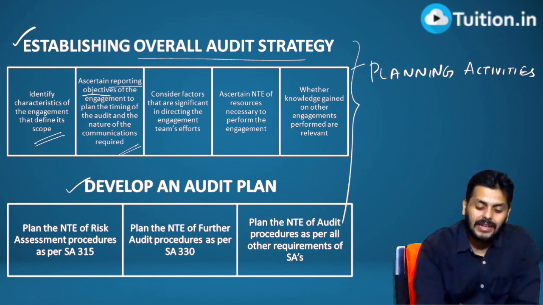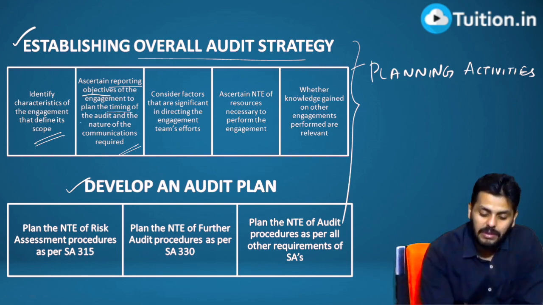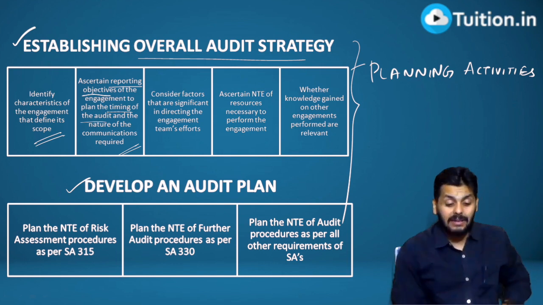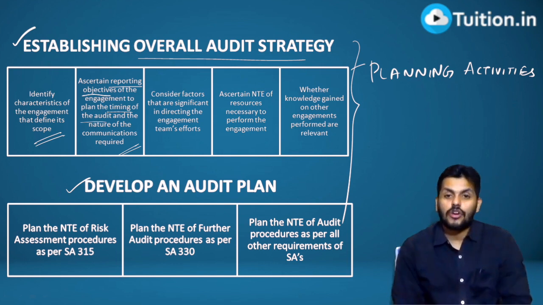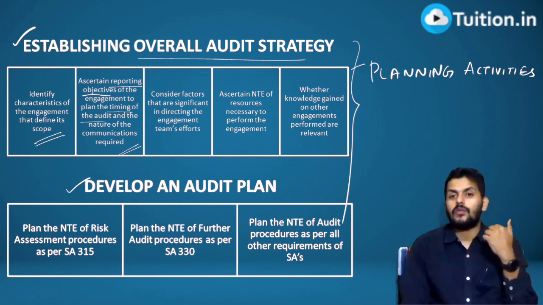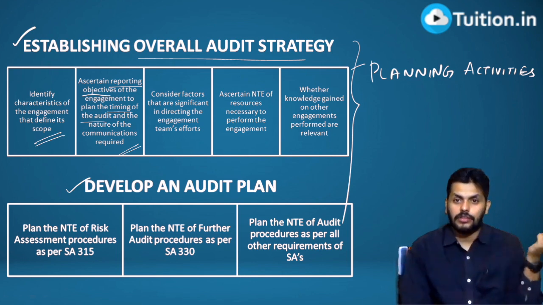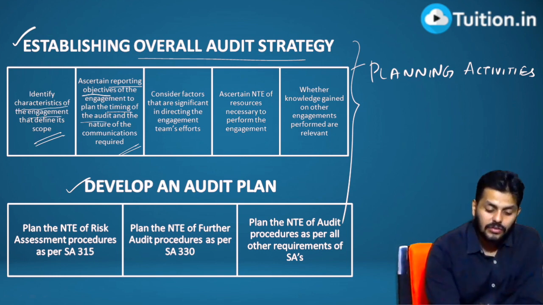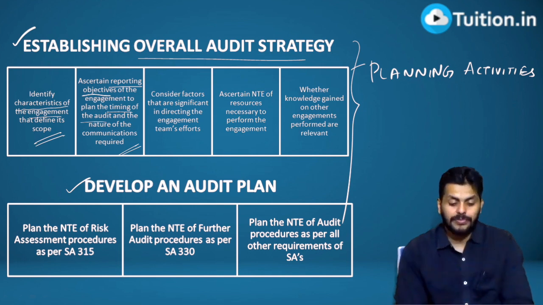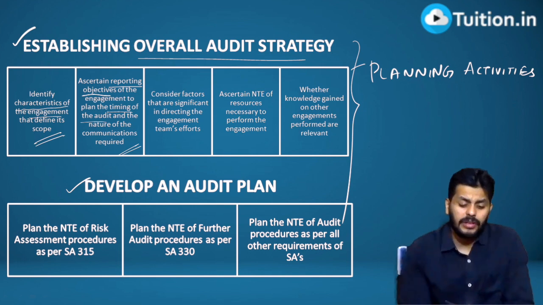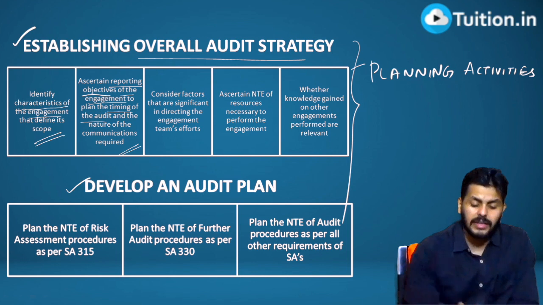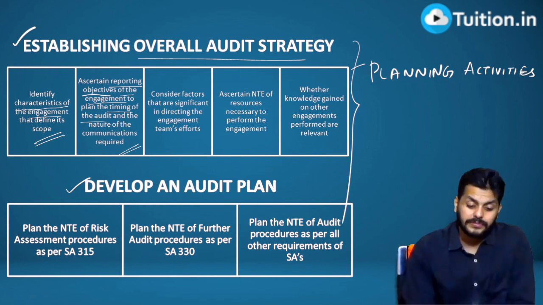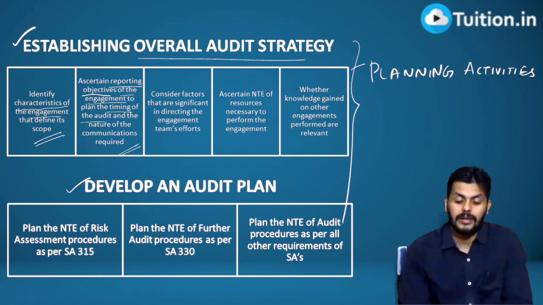So ascertaining reporting objectives of the engagement to plan the timing of the audit, and nature of communication required. So what is the first thing that we discussed here? What are the characteristics of the engagement? Because they change from engagement to engagement, we need to identify the characteristics of the engagement and define its scope. Ascertain the reporting objectives of the engagement and the nature of communication required.